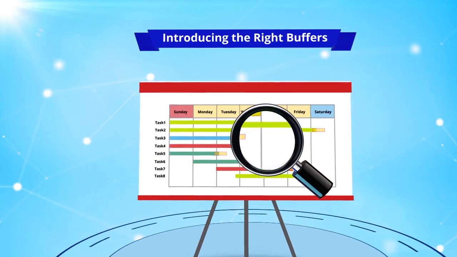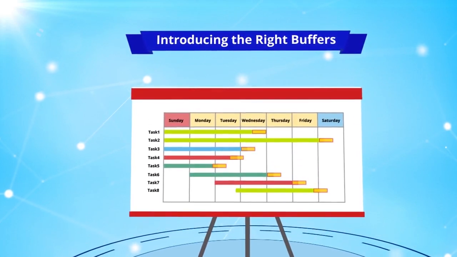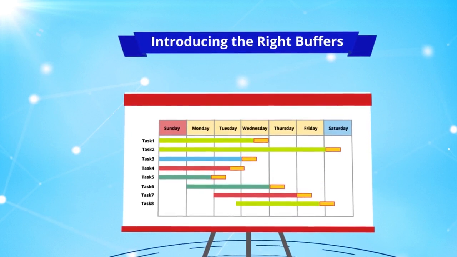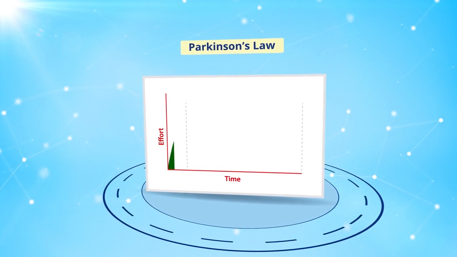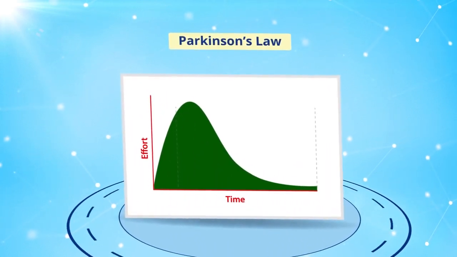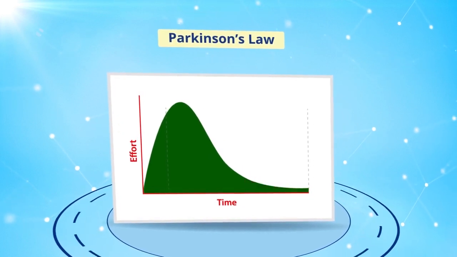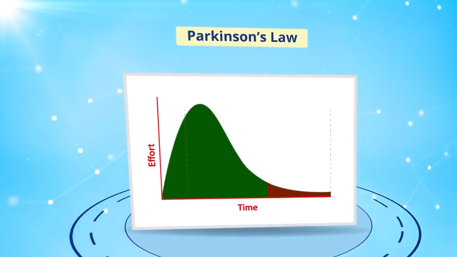Figuring out how to introduce the right buffers into your project schedule can be challenging, especially since once we try to introduce buffers, we start to see some phenomena occur. One such phenomenon is Parkinson's law, which states that work expands to fill the time available. So that means if we allow for too much time for tasks or for a project, we can start to see that the work will actually expand to fill that time.